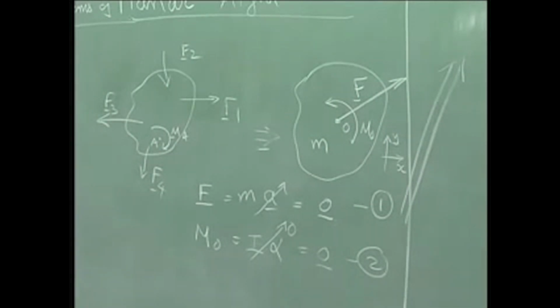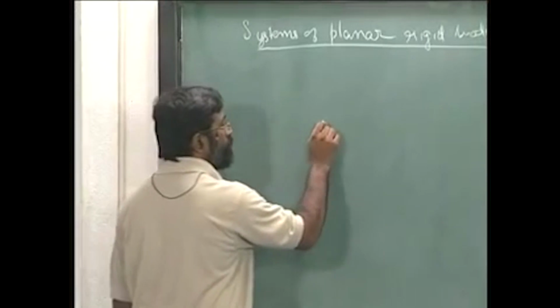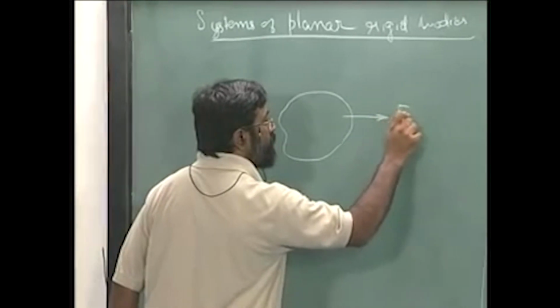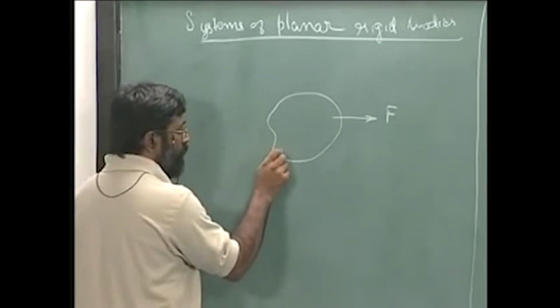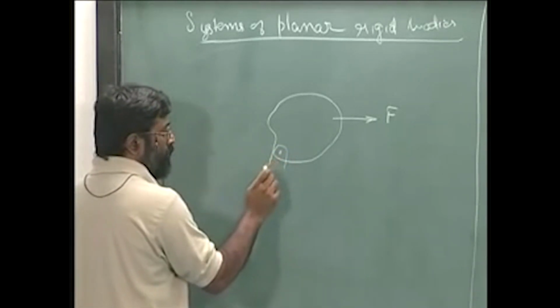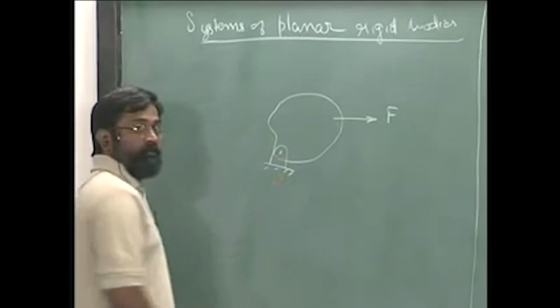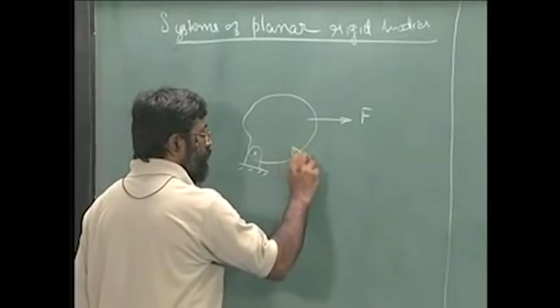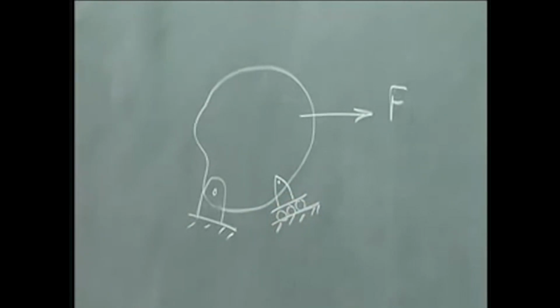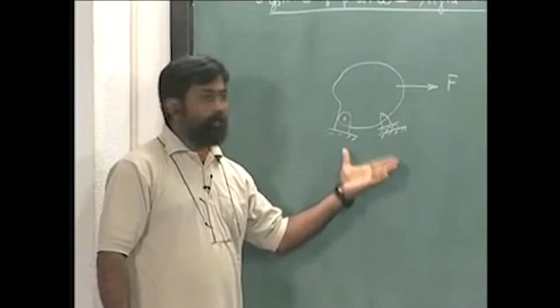So let us look at a simple example. Supposing I have a body which has a force F acting like this, along the horizontal, and there is a particular point here which is hinged, and there is another point over here which is a roller support, and I wish to find out what will be the resultant reactions that will come onto this particular rigid body.